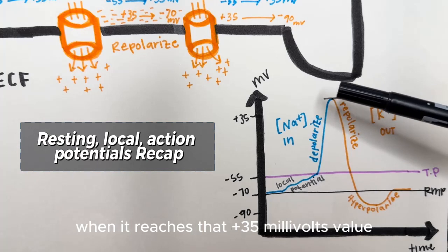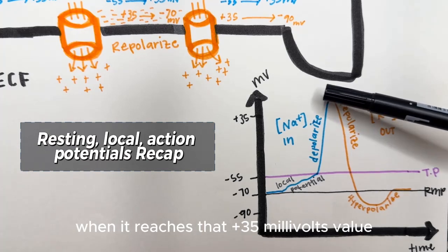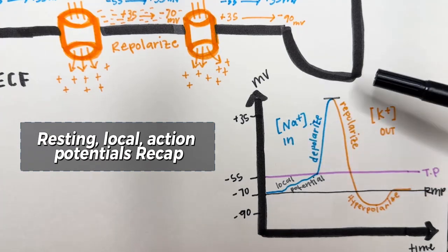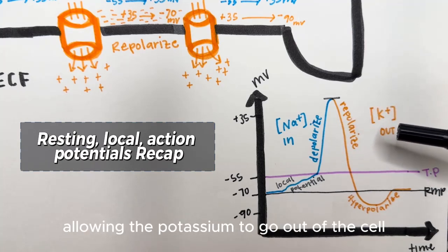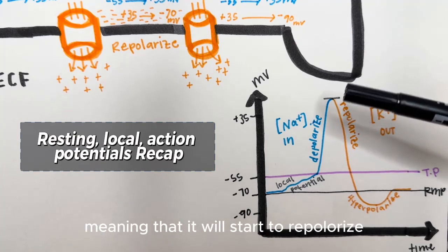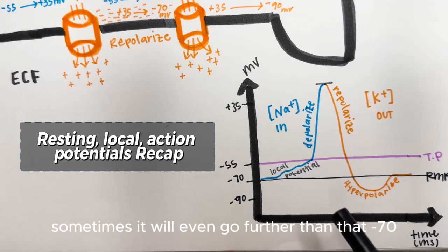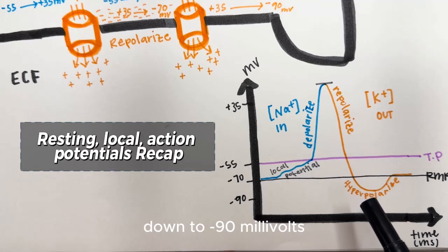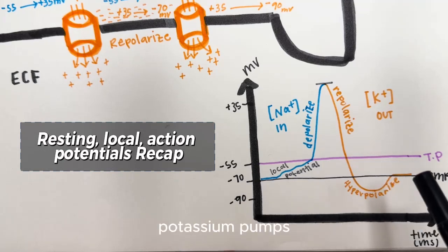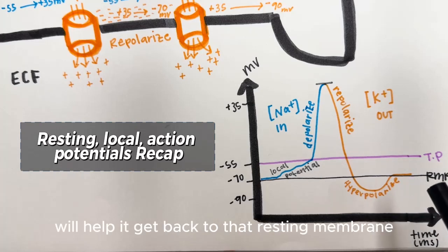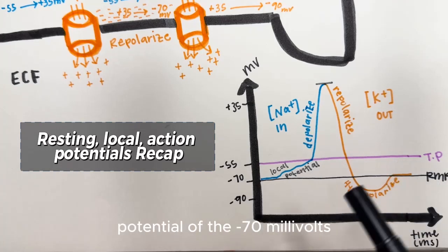When it reaches that positive 35 millivolts value, the sodium channels will close and the potassium channels will open, allowing the potassium to go out of the cell, meaning that it will start to repolarize. Sometimes it will even go further than that negative 70 down to negative 90 millivolts, and this is called hyperpolarization. This is when the sodium-potassium pumps will help it get back to that resting membrane potential of negative 70 millivolts.